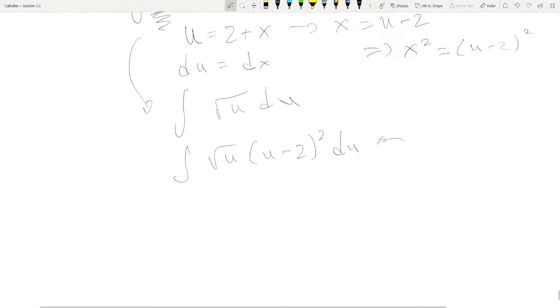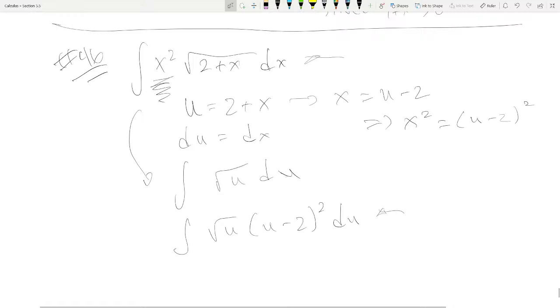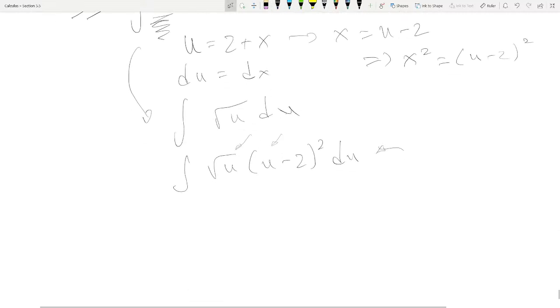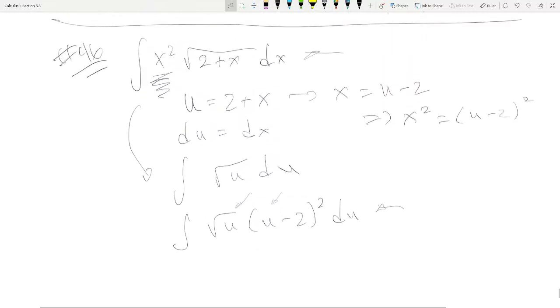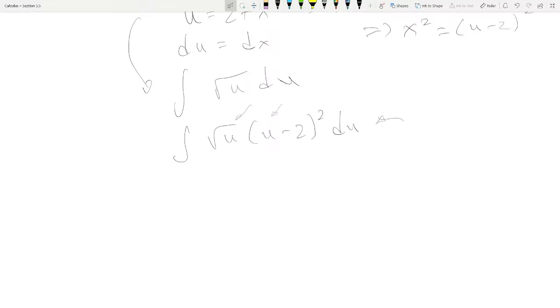But here's the difference. When you have the square root of u as opposed to the square root of 2 plus x, you can now combine this term with the terms from here once you multiply it out, because it's all just one u inside the exponent as opposed to a quantity 2 plus x. Let me show you what I mean. So I'm going to rewrite this integral as root u times (u squared minus 4u plus 4) by multiplying that out, the (u minus 2) squared.